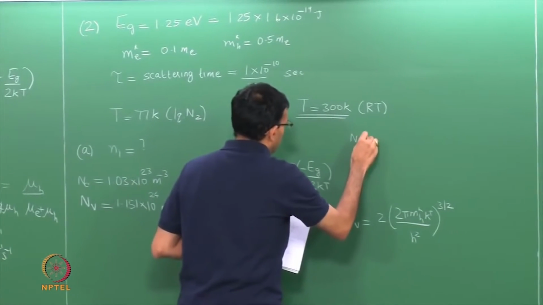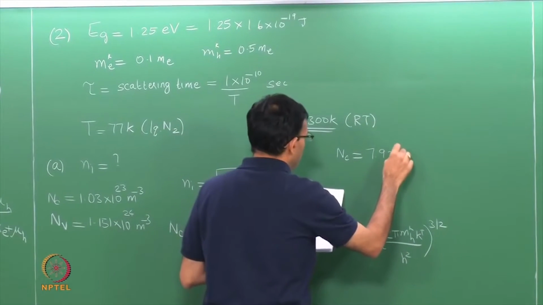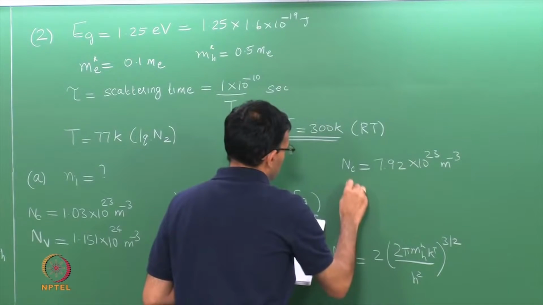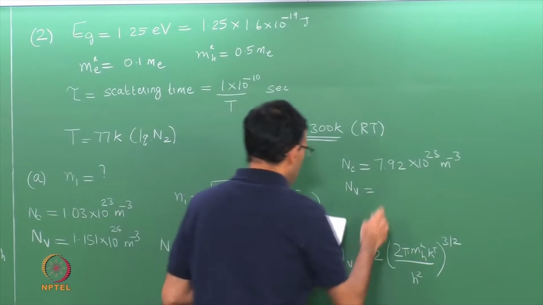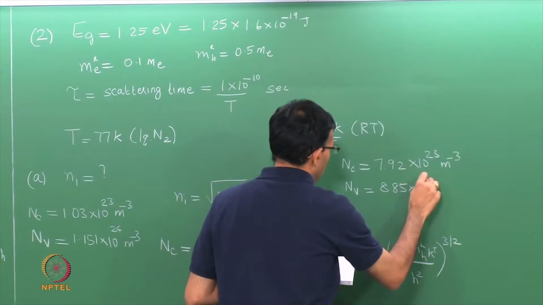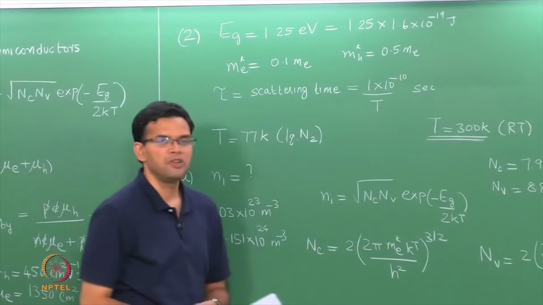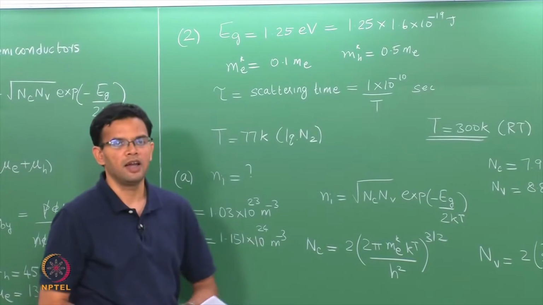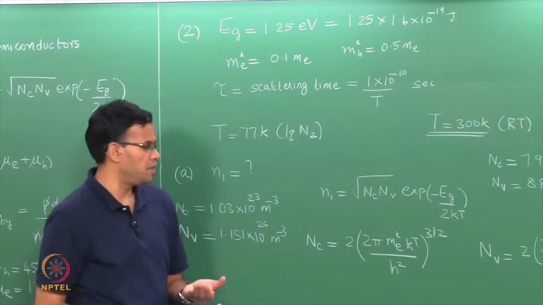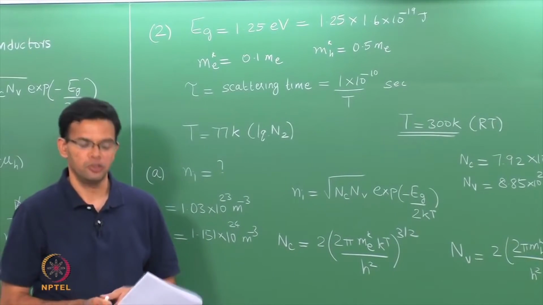I will again just write down the answers. So, Nc is higher, 7.92 times 10 to the 23, and Nv is 8.85 times 10 to the 24 per meter cube. So, compared to 77 Kelvin, Nc and Nv are higher at 300 Kelvin. This is because we have more density of states available at higher temperature, simply because they are directly proportional to T to the 3 over 2.